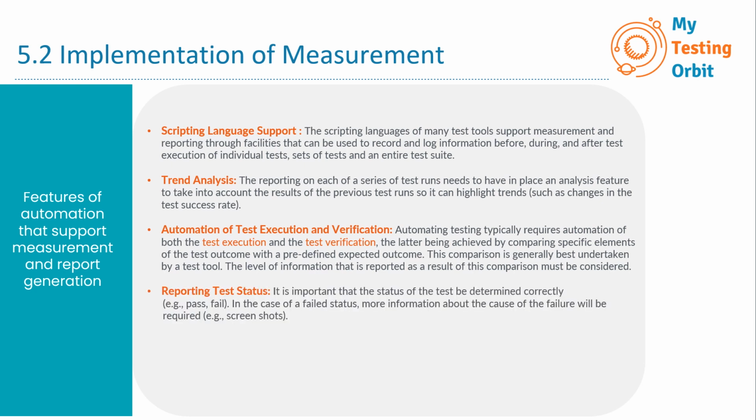Then we have reporting test status. It is important that the status of the test be determined correctly, for example, pass or fail. In the case of a failed status, more information about the cause of the failure will be required, for example, screenshots. So a critical aspect of test reporting is correctly determining the status of each test, such as whether it passed or failed, and it's crucial for identifying issues.